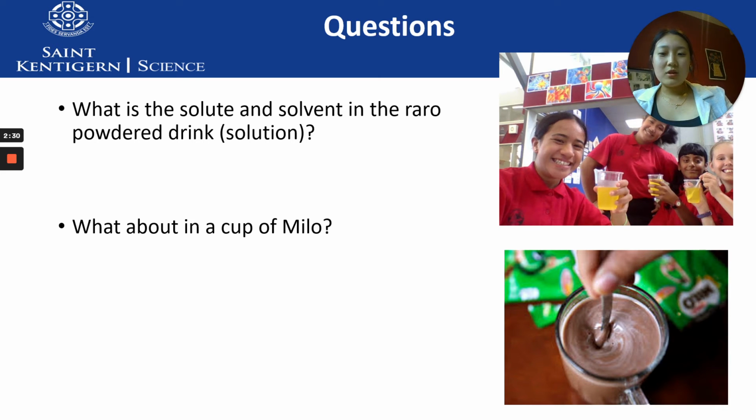In a cup of Milo, which is the solution, the solute would be the Milo powder, and the solvent would be either hot water or hot milk. I prefer hot milk.